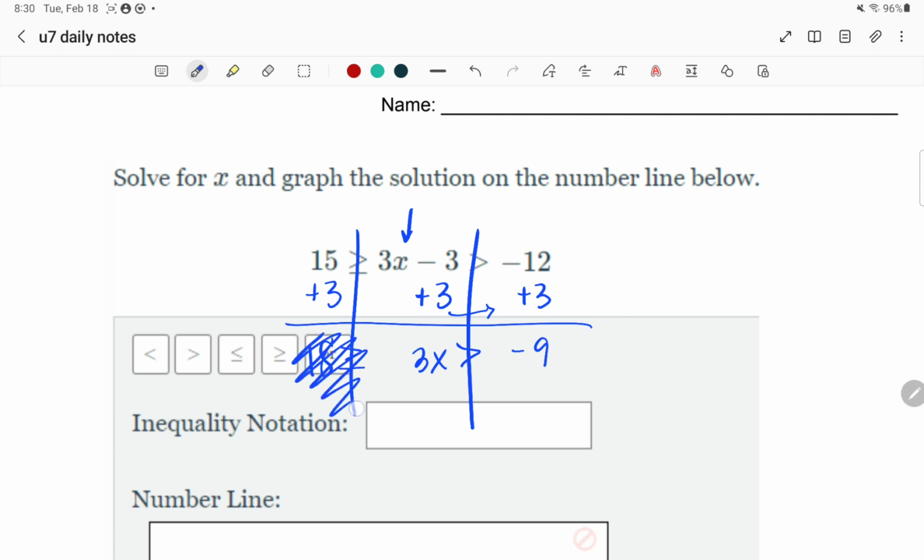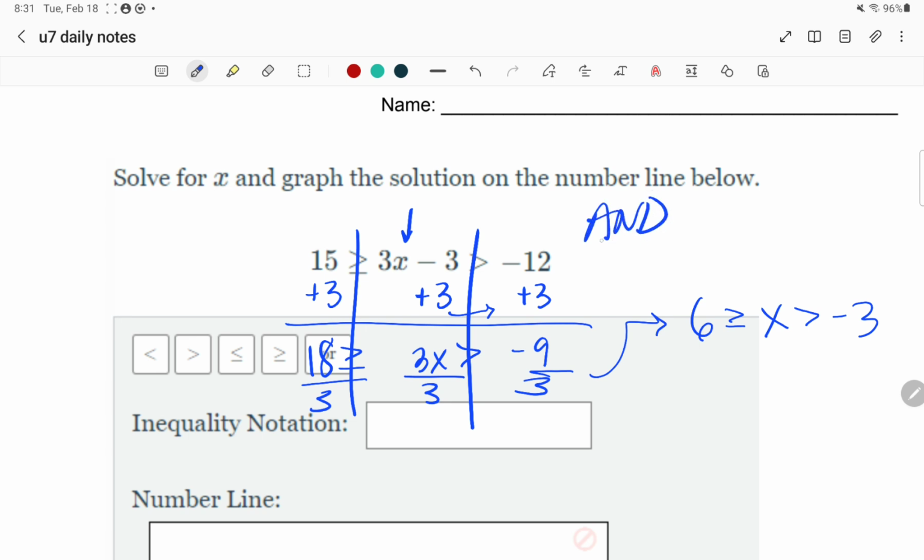And again, if this wasn't here, you would be like, I'm going to divide 3 on both sides. And I would say, absolutely. Let's do it. But let's do it to all the sides. And I'm going to write it up here. I would get 6 is greater than or equal to x, which is greater than -3.